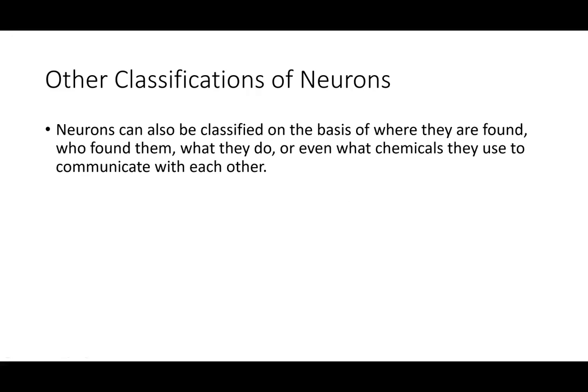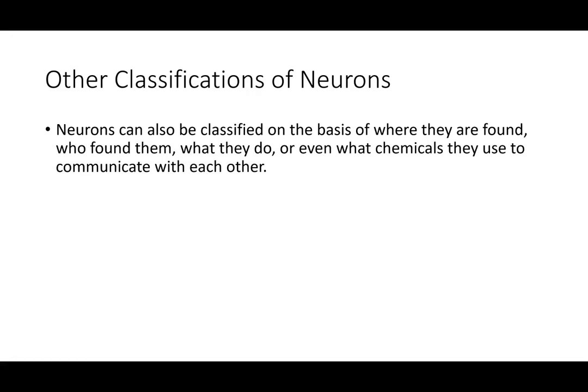Neurons can also be classified and grouped based on where they're found, who discovered them, so what doctor or scientist found them, what is their job, what chemicals are they using to communicate with each other. So we have a lot of different ways of classifying neurons. We're not going to go into an immense amount of detail about all of them, but we're going to do a quick overview still.